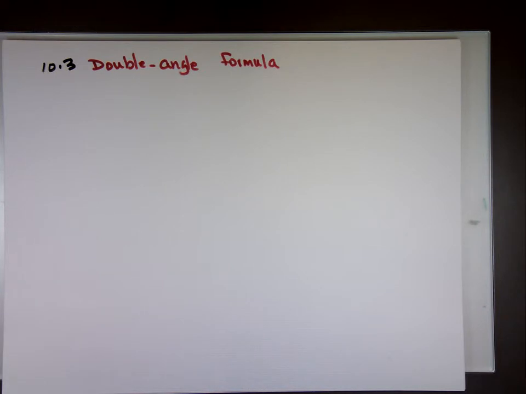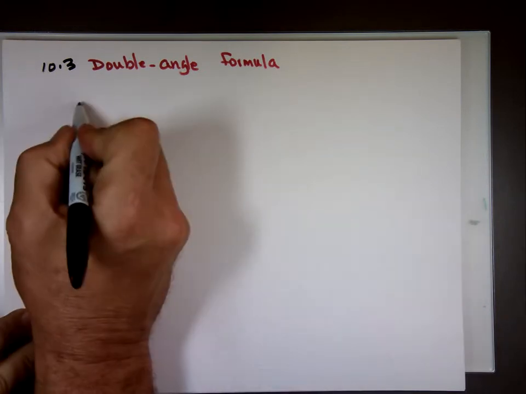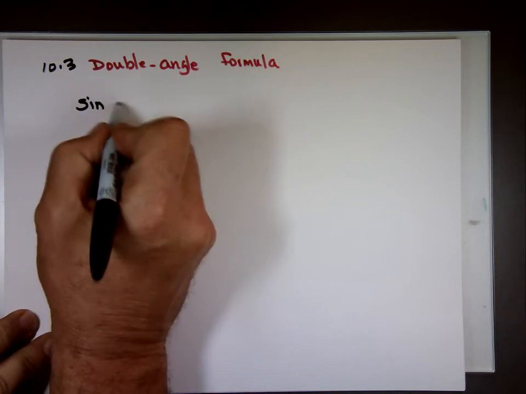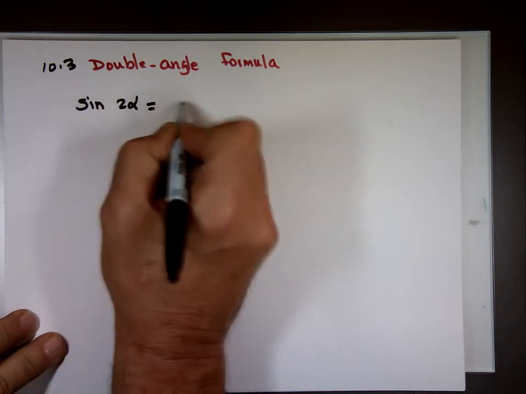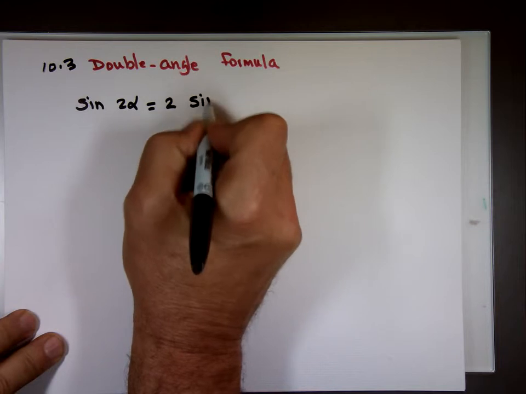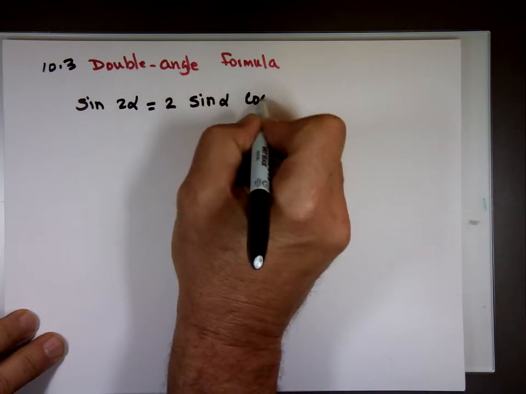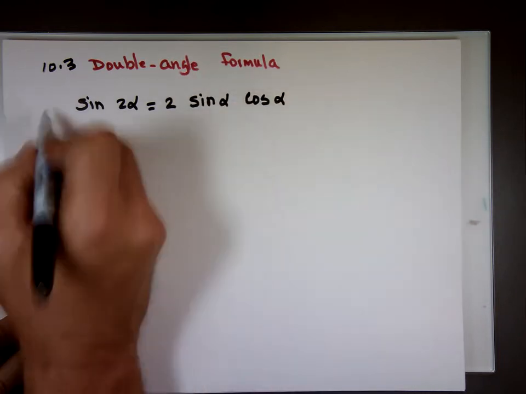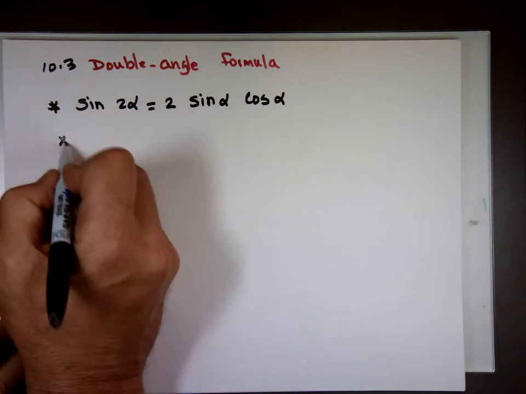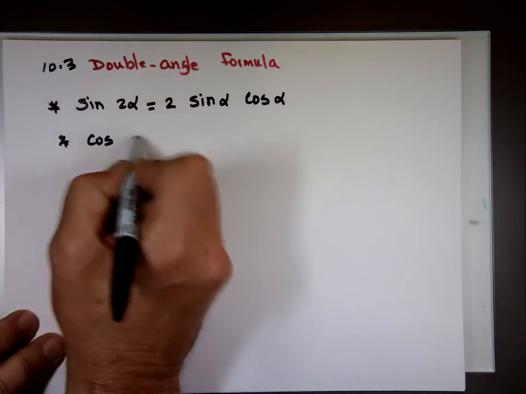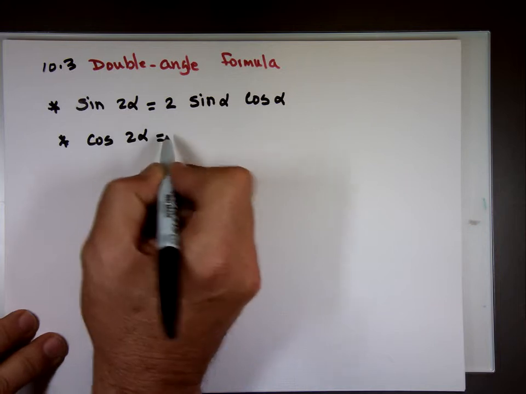So double the angle, we have sine 2 alpha, that's again a common one, is 2 sine alpha cosine alpha. The other one is cosine 2 alpha, and this has actually 3 of them. You'll see why 3.